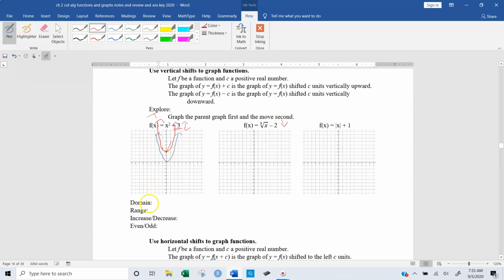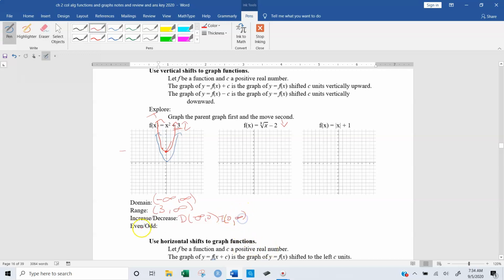All right, when you look at your domain, your x is still negative infinity to infinity. Your range starts at the vertex. So your range starts at 3 and goes to infinity. Increasing and decreasing, again, the same. Decreasing from negative infinity to 0, and increasing from 0 to infinity. And I just wrote that wrong. I don't know if I can erase that somehow. That it's supposed to be a parenthesis. There it goes. All right.